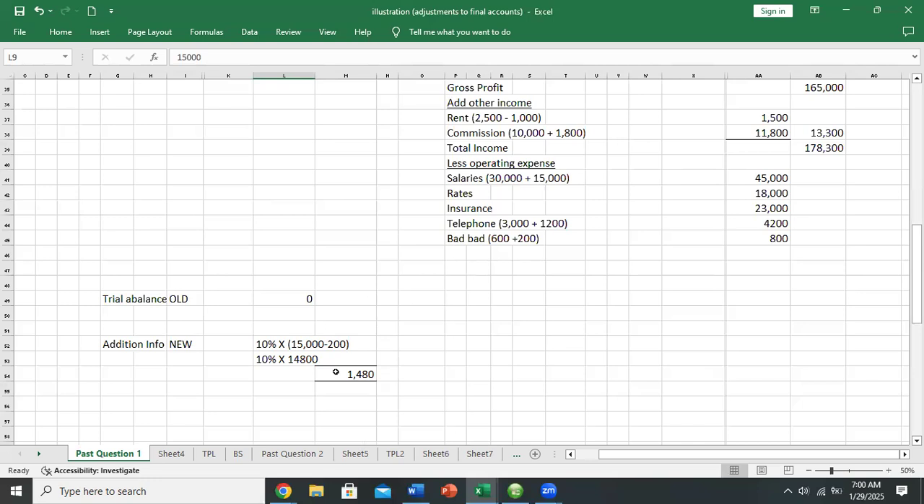Now, if you do the comparison, your old is 0. You didn't have any provision. Your new is 1,480. So it makes sense to say that you have increased your provision from 0 to 1,480. And I indicated to you the last time that the increment or the increase in provision is an expense, right?